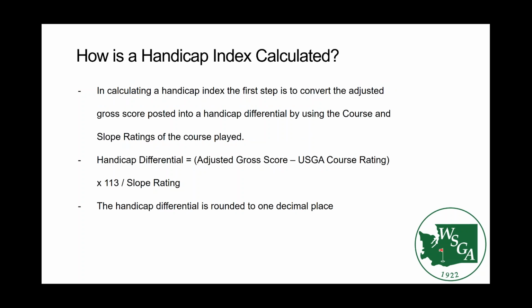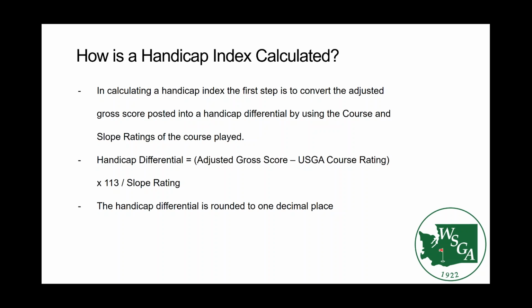Now, the first thing we need to do when calculating a handicap index is find out what our handicap differential is. A handicap differential is your adjusted gross score converted into the differential by using the course and slope ratings of whatever course you played. As you can see here, we have the formula written down.